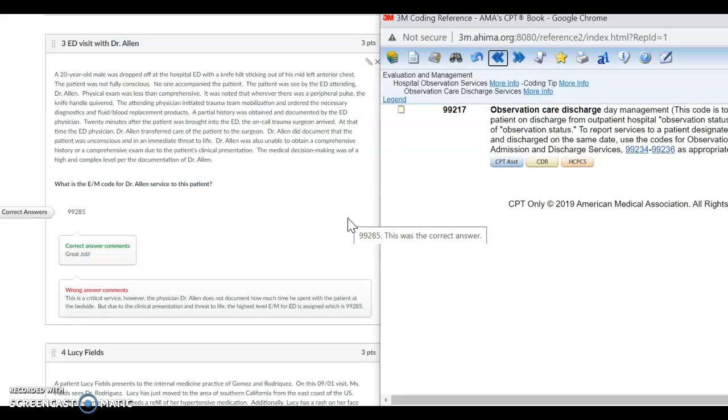20 minutes after the patient was brought in, the on-call trauma surgeon arrived. At that time, the emergency department physician, Dr. Allen, transferred the care to the surgeon. Dr. Allen did document that the patient was unconscious and an immediate threat to life. Dr. Allen was also unable to obtain a comprehensive history or exam due to the patient's clinical presentation. Medical decision making, of course, was high and complex level per the documentation of Dr. Allen.